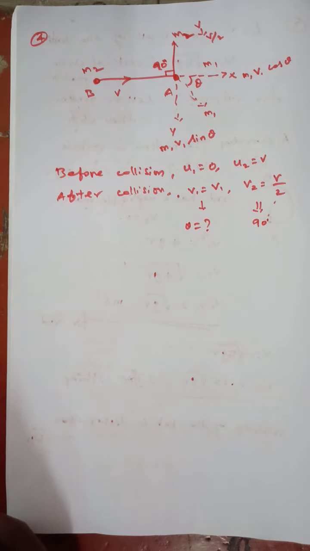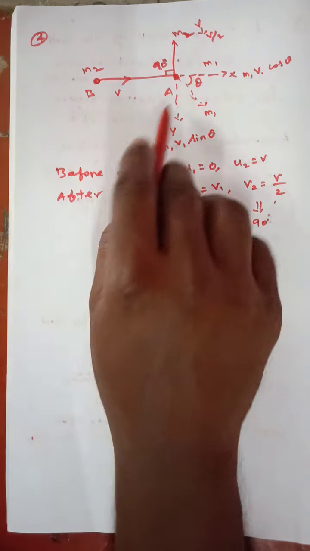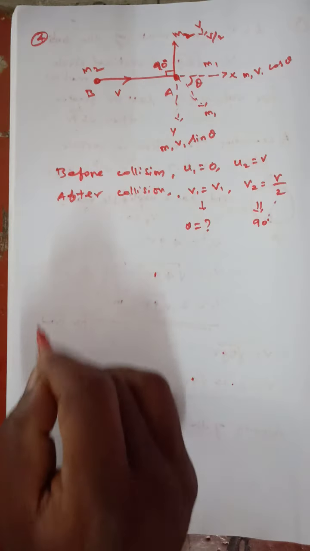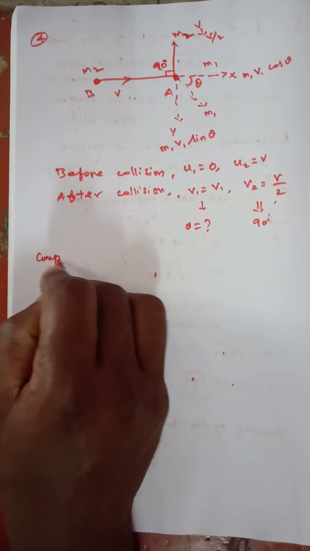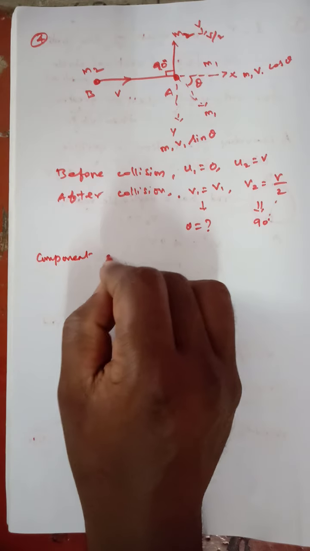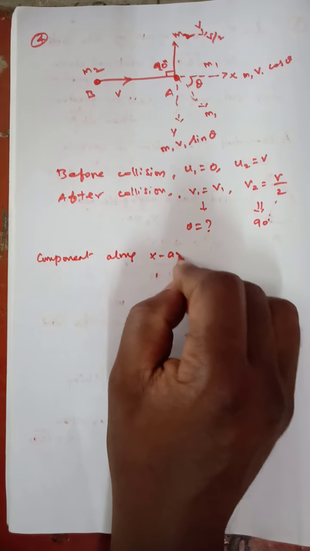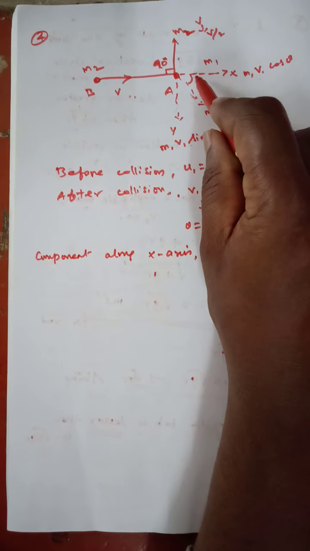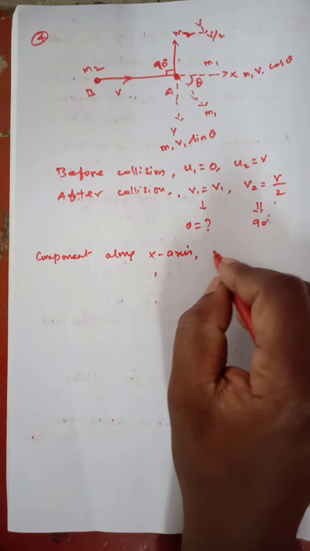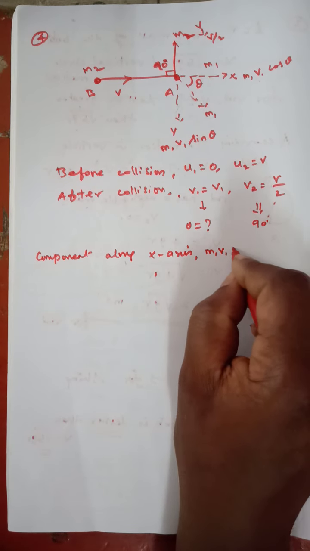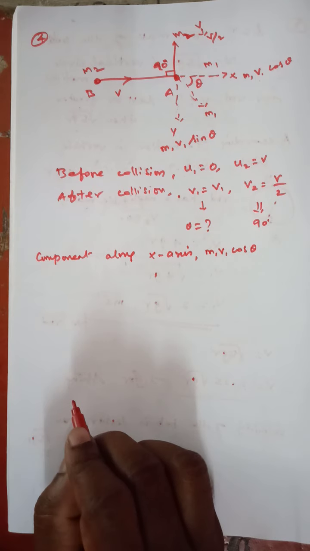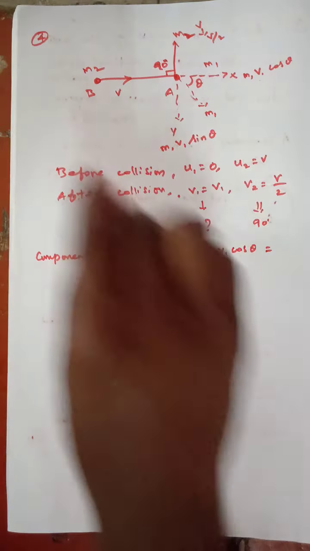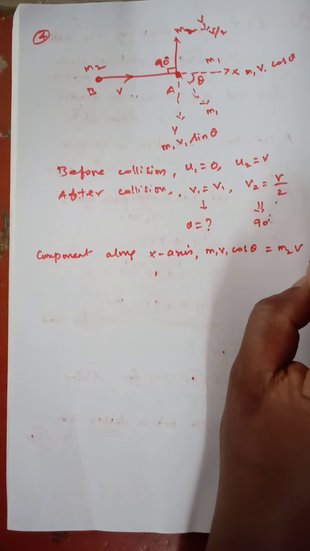Clear? First we have to see the component acting along the x-axis and also the y-axis. So write the component along the x-axis: m1 v1 cos theta is equal to m2 v. This is momentum, mass into velocity, so the momentum here is m2 v. Put this as equation number 1.